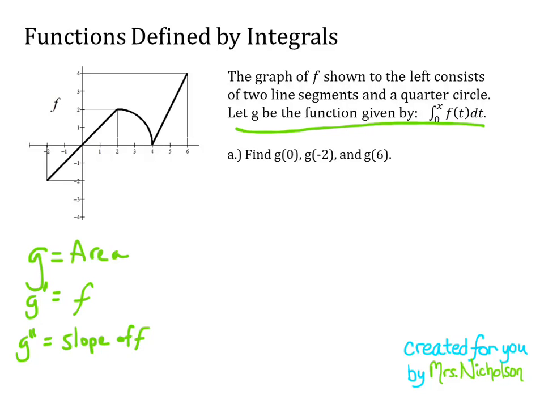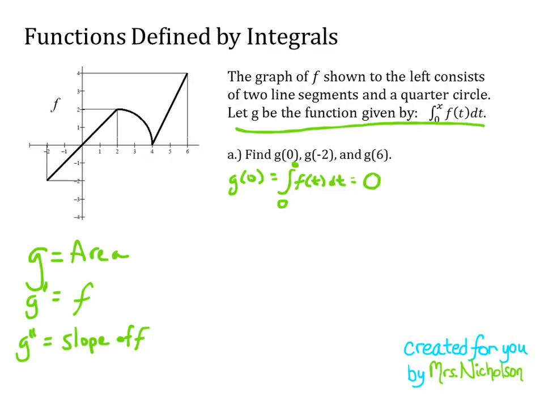So let's look at this first question. Question A, we're asked to find g of 0, g of negative 2, and g of 6. So g of 0 is going to be equal to the integral from 0 to 0 of f of t dt. And since we're starting at 0 and ending at 0, we have no area, and so that answer would be 0.